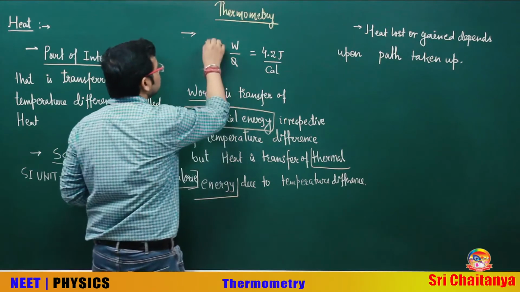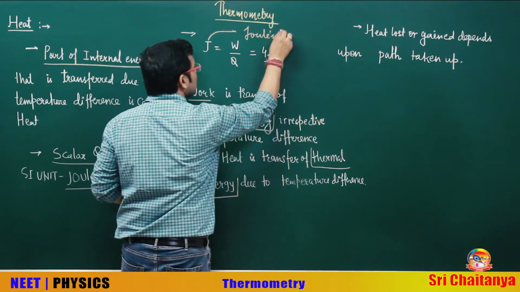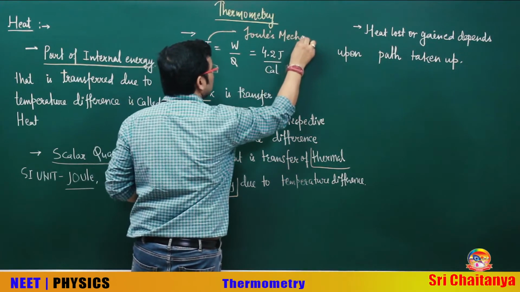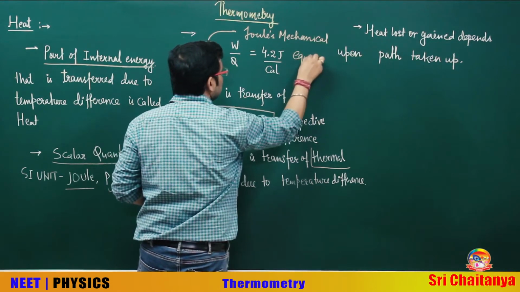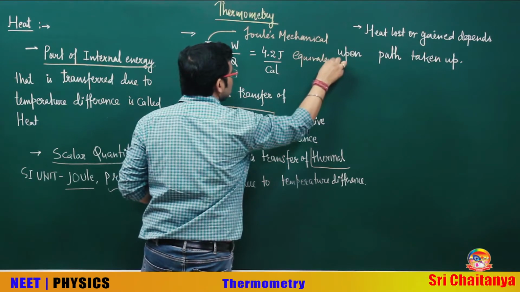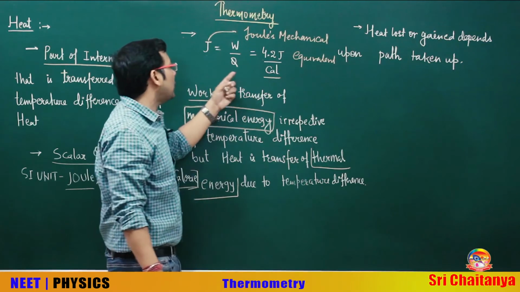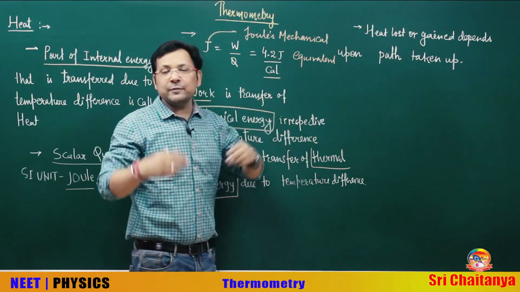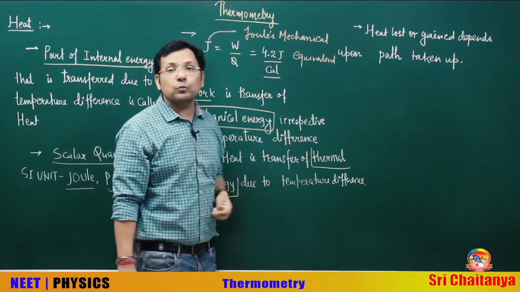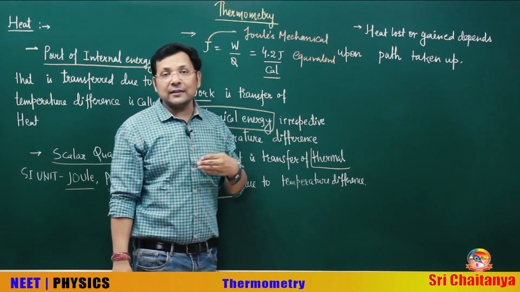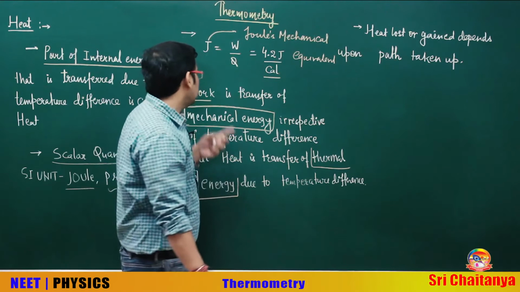What is the name for this? The name is Joule's mechanical equivalent, and its value is 4.2 joule per calorie. It means if heat of 1 calorie is converted into mechanical energy, that is work, you will get 4.2 joule of work. So 1 calorie is 4.2 joule, or 1 joule is 1 upon 4.2 calorie.